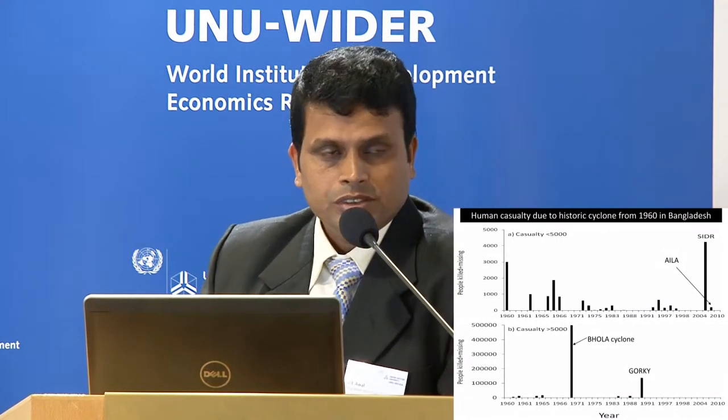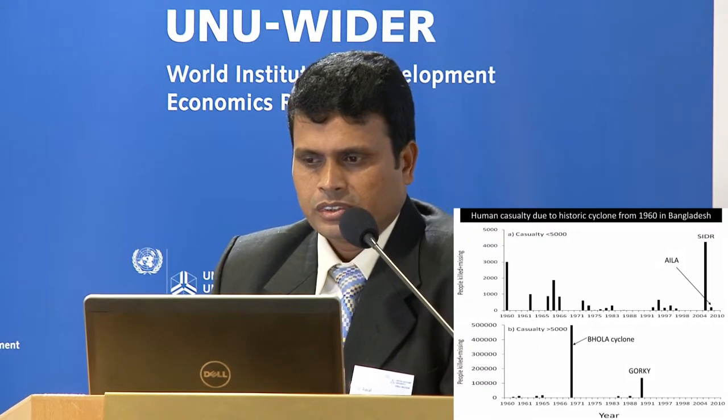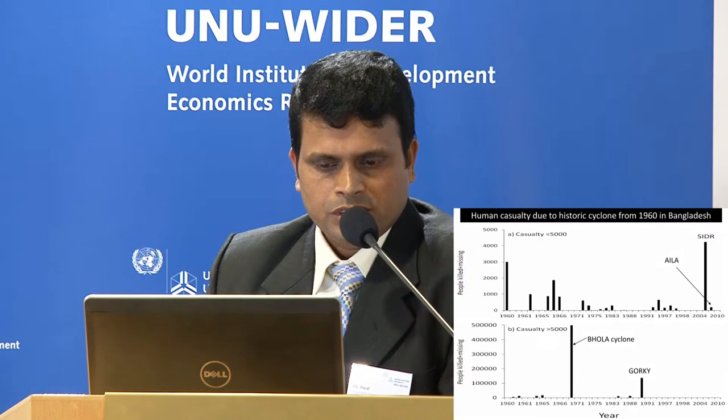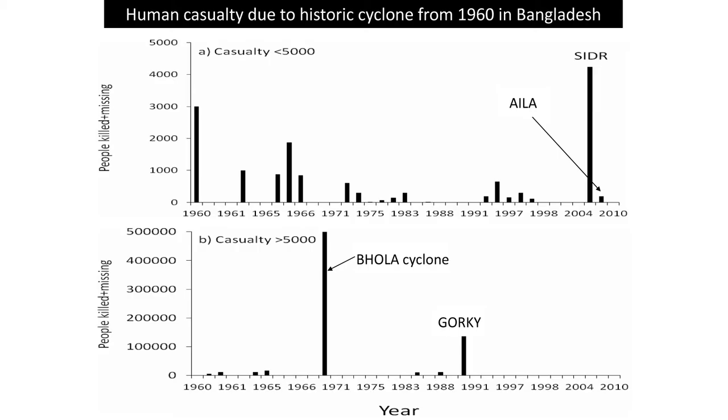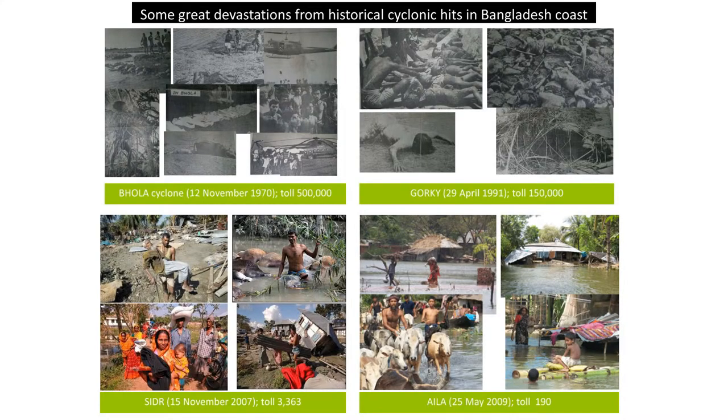Human casualty due to cyclone. There have been some great devastations, for example, the 1970 Bhola cyclone, in which about 5 lakh people died. And the 1991 Gorky cyclone, in which about 1.5 lakh people died. And these are some devastation scenarios that occurred in Bangladesh due to 4 historic cyclones.